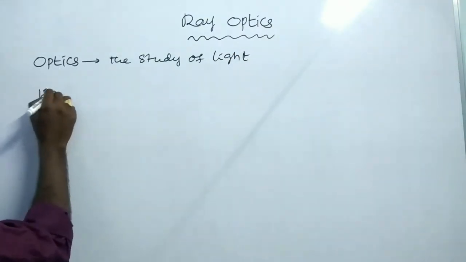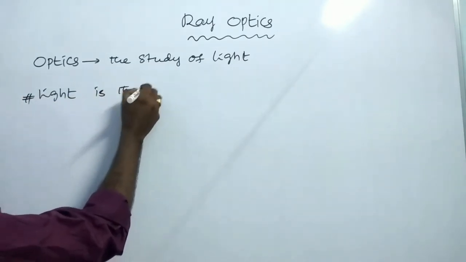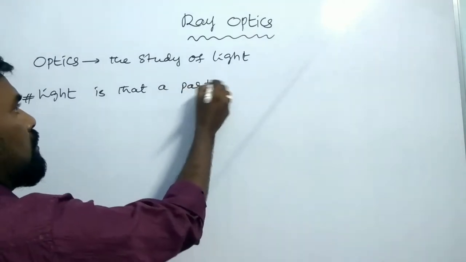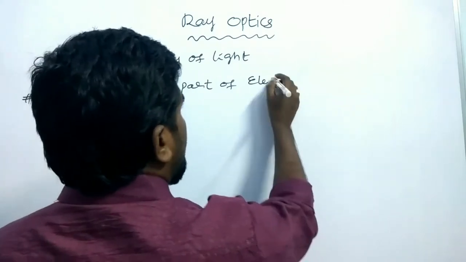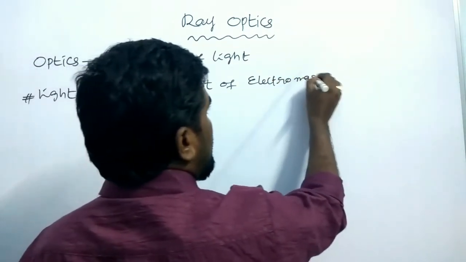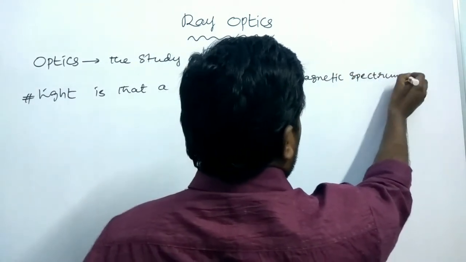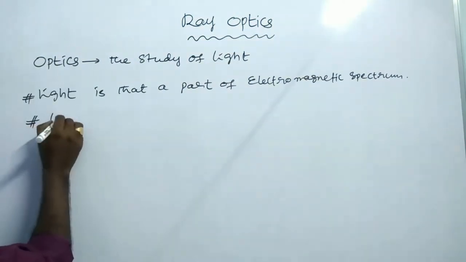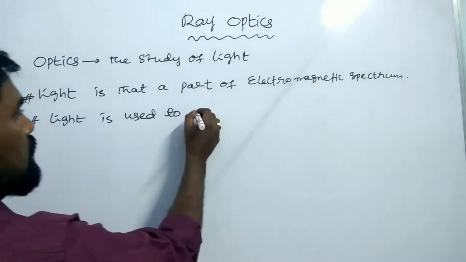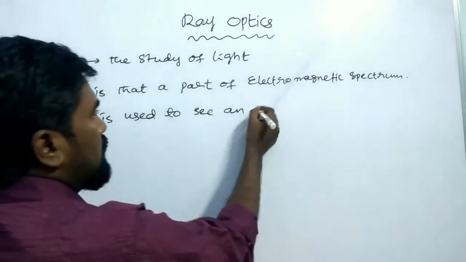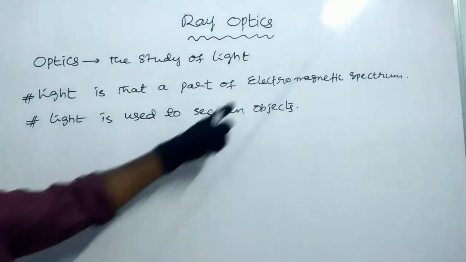Light is a part of the electromagnetic spectrum. Light is used to see objects. So what is the electromagnetic spectrum?